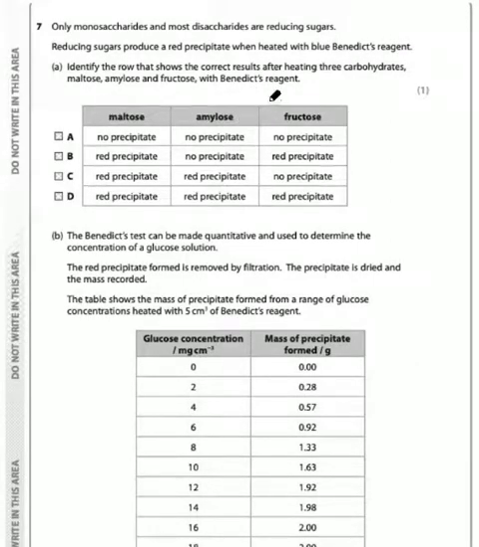And if you didn't know this, it gave you a clue in the statements above. So only monosaccharides and most disaccharides are reducing sugars, and so that means polysaccharides are not. And you know that amylose is a polysaccharide, so that would have given you an automatic hint that it wasn't going to show a precipitate. Fructose is a monosaccharide, and so of course it will show a red precipitate, and so the answer is B.